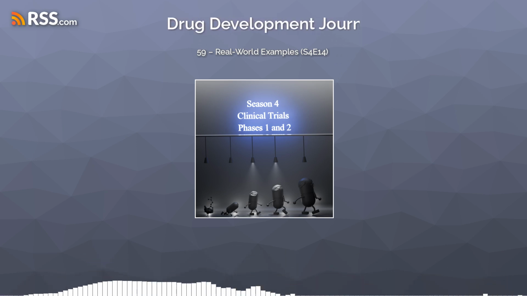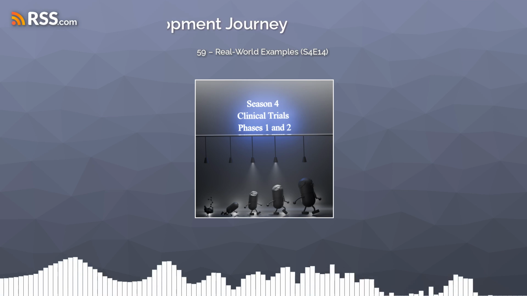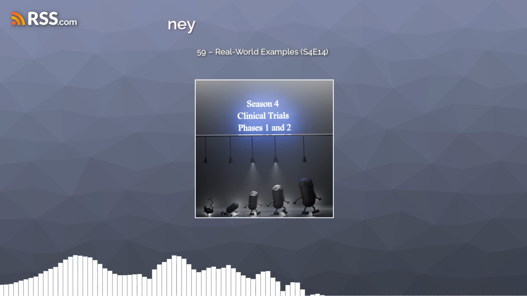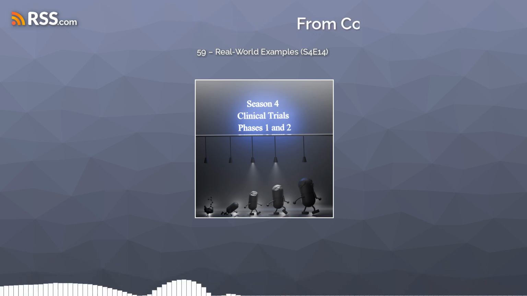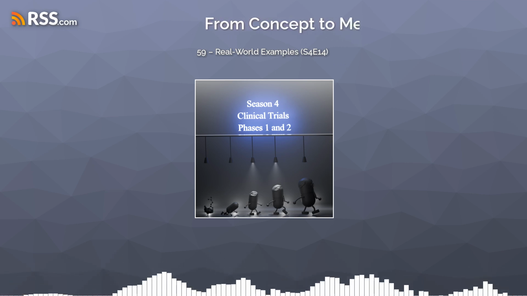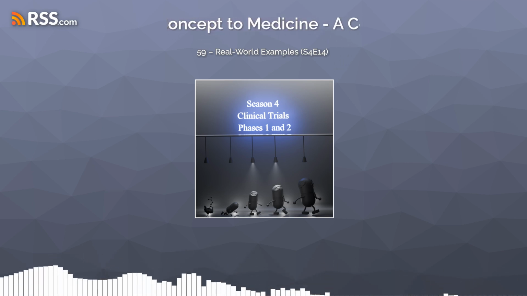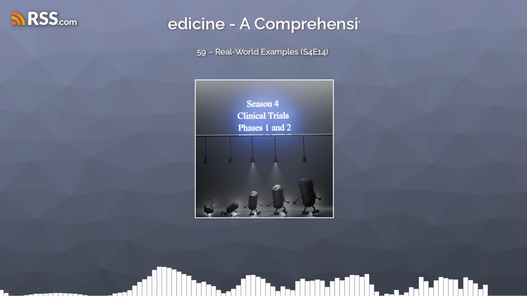I see. So it's a way to constantly optimize the trial as it's happening, right? Rather than sticking to this super rigid plan that might end up being inefficient, or even causing you to miss crucial information. Precisely. You don't want to be stuck with a plan that's not working, right?